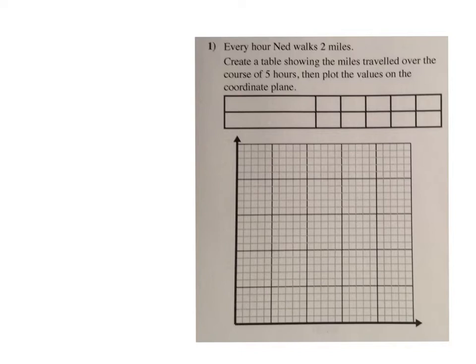It says here in the problem, every hour Ned walks 2 miles. Create a table showing the miles traveled over the course of 5 hours. Then plot the values on the coordinate plane. So I'm going to set this up.